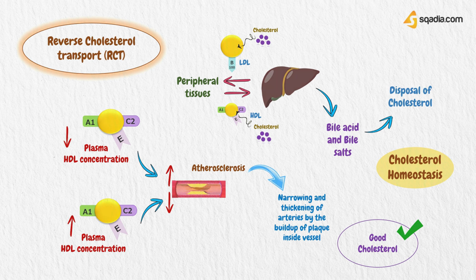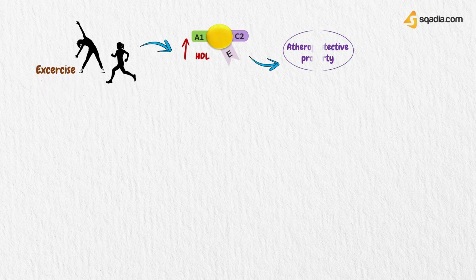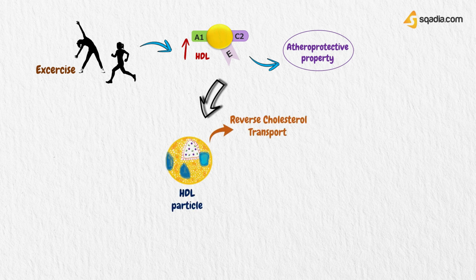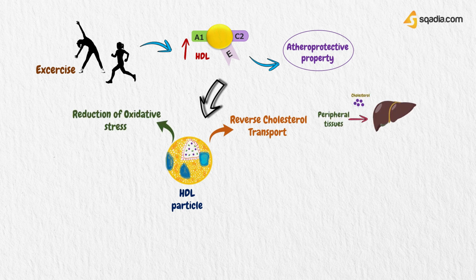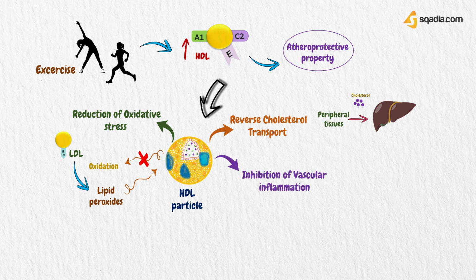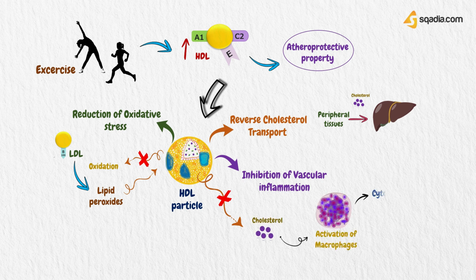Interesting thing to note here is that exercise raises HDL levels that have atheroprotective property. The atheroprotective properties of HDL include reverse cholesterol transport, as discussed earlier, reduction of oxidative stress by increasing uptake of lipid peroxides and by inhibiting LDL oxidation, inhibition of vascular inflammation by preventing cholesterol deposition, so there'll be no activation of macrophages and ultimately no release of inflammatory mediators that are cytokines. That's the end of the important functions of HDL.